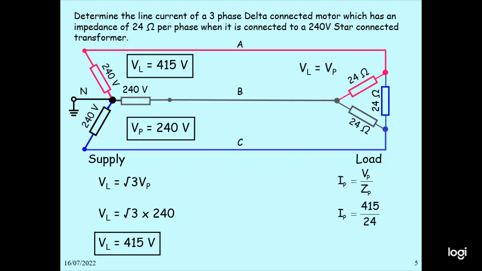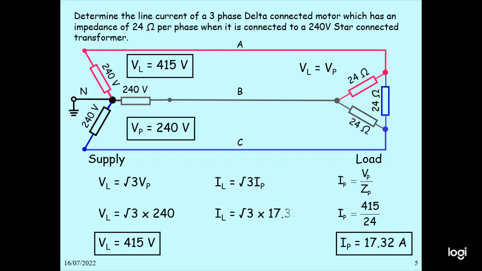So I phase equals V phase by Z phase, so 415 by 24, you get 17.3 ampere. I line equals root 3 times I phase, so root 3 multiplied by 17.3, you get 30 ampere. So this is the way we calculate it.